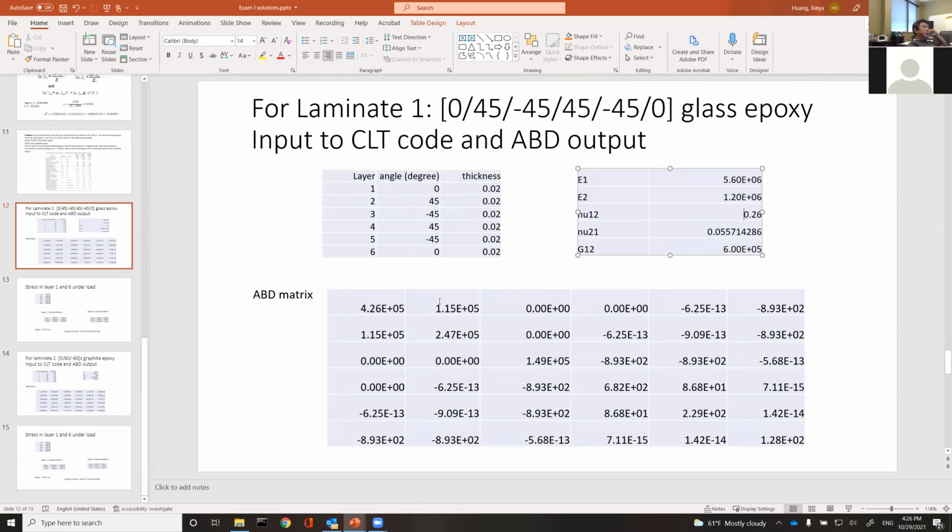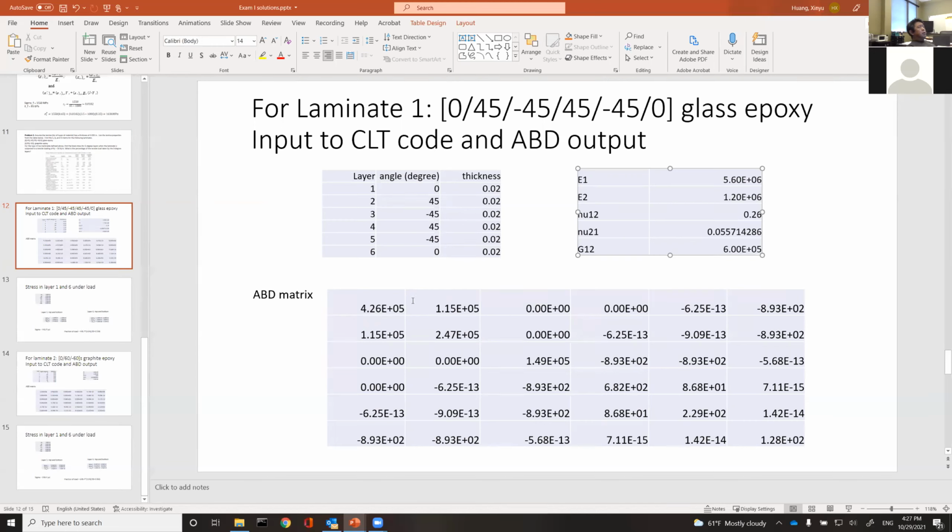Okay. Now, when you're doing the exam, I saw a lot of you struggling with units. Your CLT code should be unit neutral. At least that's what I recommend you to do. You shouldn't take a certain unit system and then just freeze it. You should make it unit free, because all the equations are universal. They work with all units.